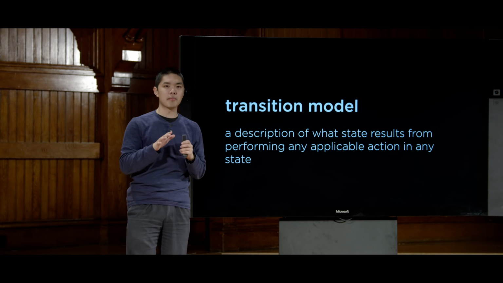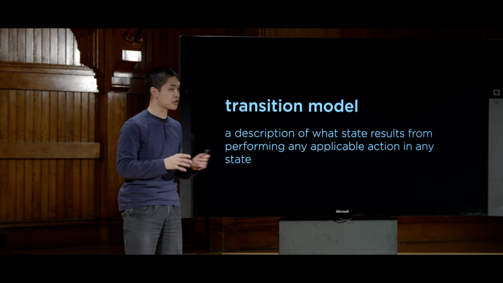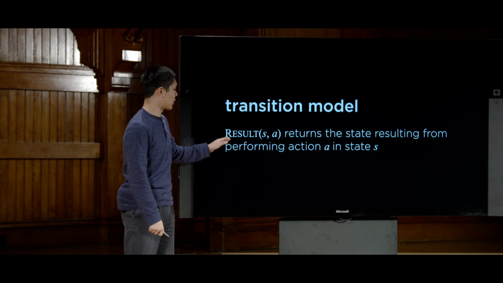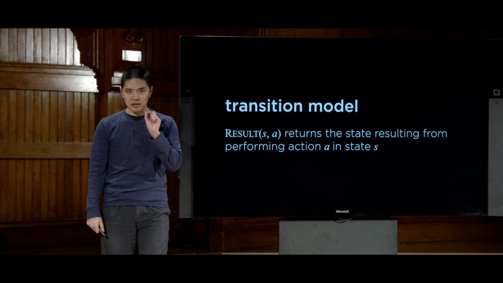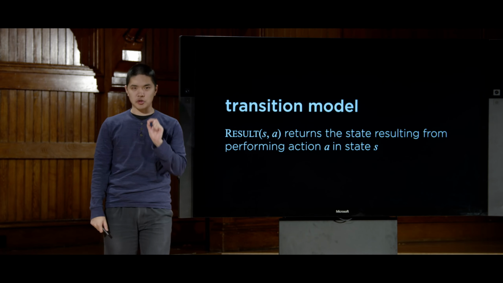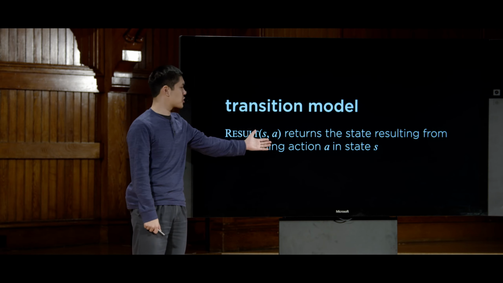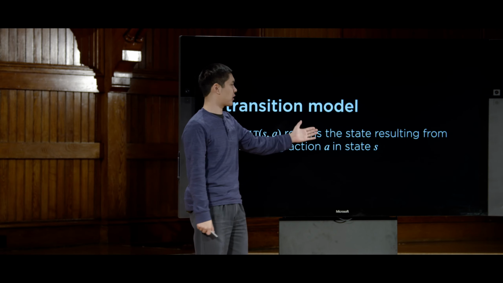And again, we can be a little bit more precise about this, define this transition model a little bit more formally, again, as a function. The function is going to be a function called result that this time takes 2 inputs. Input number 1 is s, some state, and input number 2 is a, some action. And the output of this function result is going to give us the state that we get after we perform action a in state s.